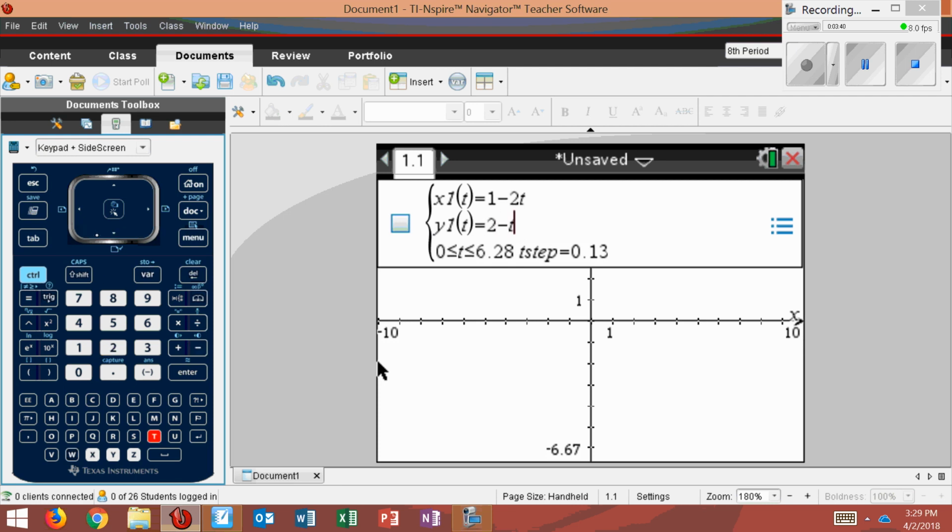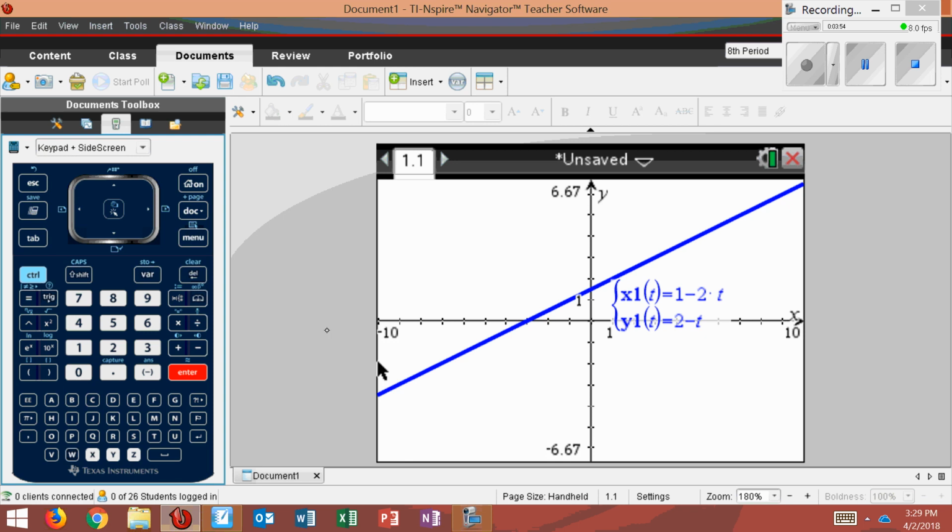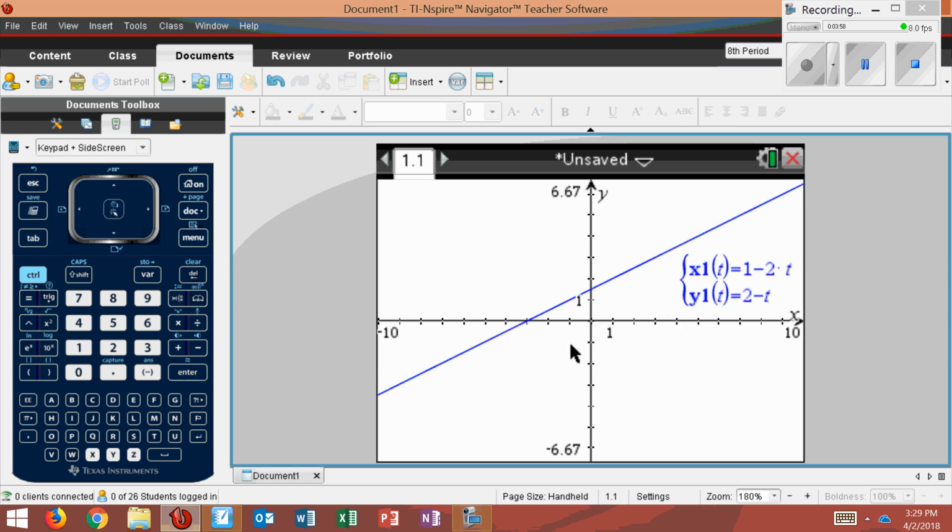2 minus t. If you remember, our t values were from negative infinity to positive infinity. Now the calculator won't take that, so I'll just type in negative 10 to positive 10. That usually is enough. I'll press enter, and there it is. This graph represents a straight line.